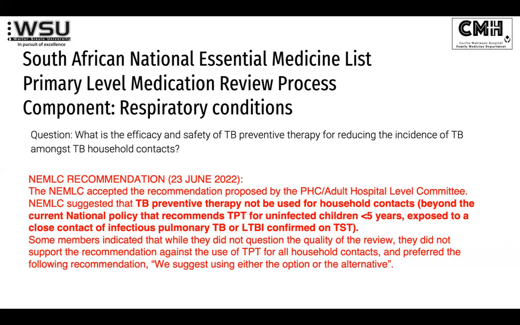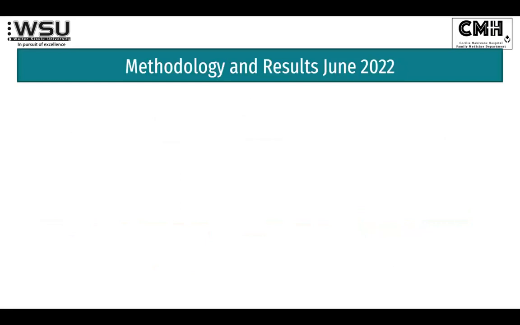So I'm going to cover now why they made this recommendation, because this is in contrast with the guideline that we have. What's interesting is that some of the members agreed with the quality of the review. They agreed with the information, but they still thought that TPT for all household contacts would be great if it was possible. And I think this has to do with the golden ideal: this is really what we should be doing, covering anybody that gets exposed to TB. But the biggest challenge is the cost and the feasibility, which is what they were looking at.